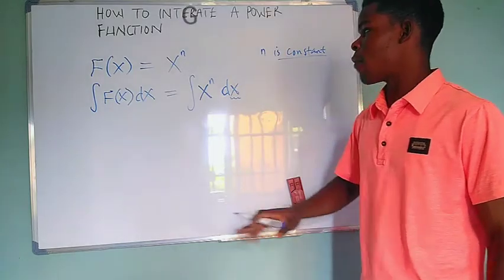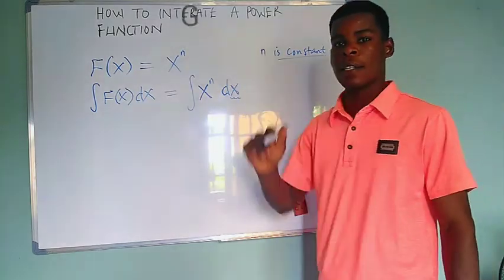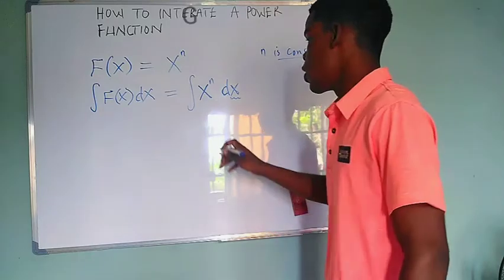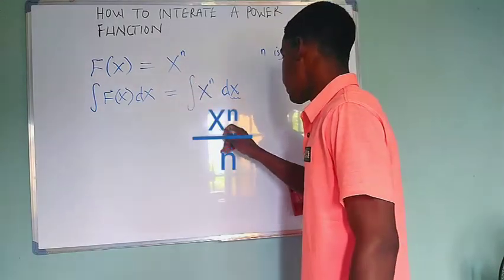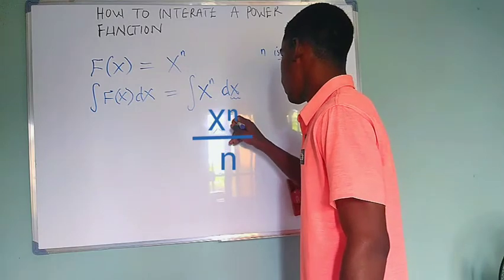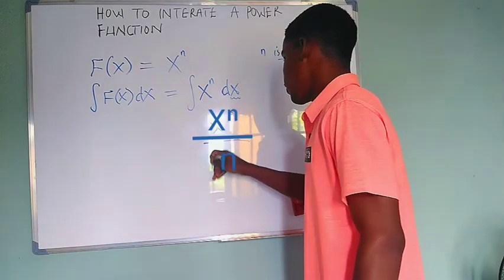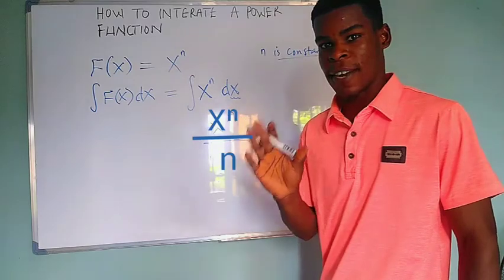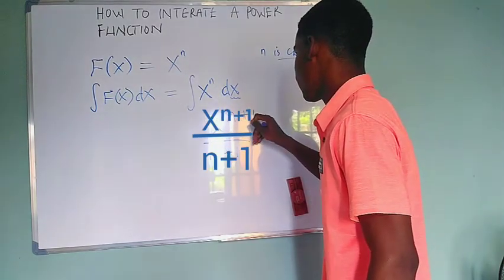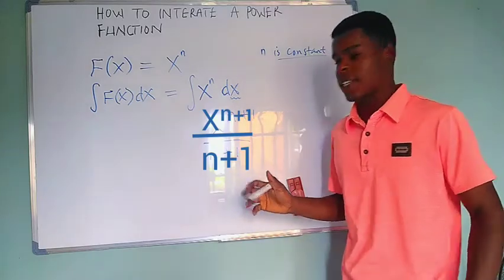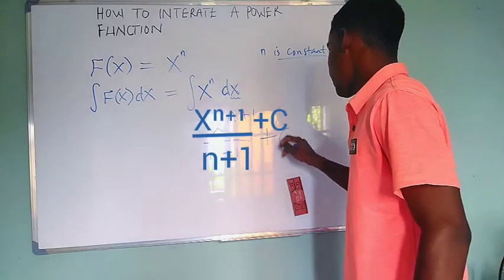So when you have a power function x to any power n, all you need to do is say that the integral will give you x to the power n divided by n. You are not done yet. You add 1 here and you add 1 here, and you go ahead and add c.